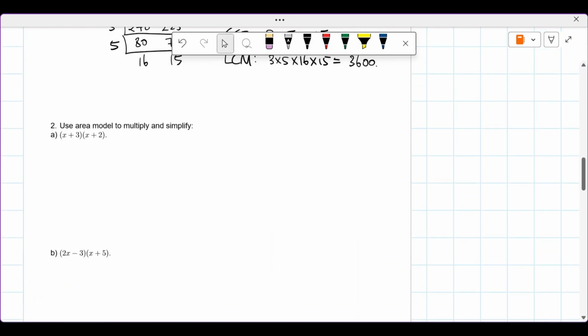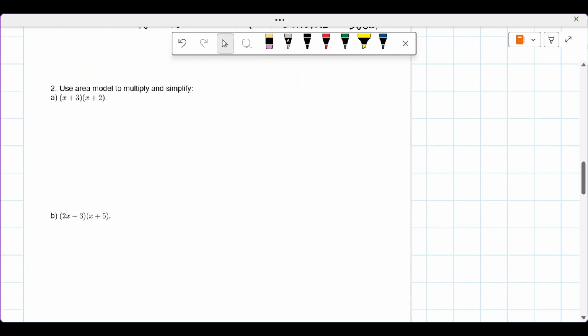Next question. Use area model to multiply and simplify. So area model means that we're going to represent a rectangular model like this. We're going to divide into 4 sections because we have a binomial times a binomial. Of x plus 3, so that means I can represent the first row to be x and the second row to be positive 3. And then the 2 columns are going to be x and positive 2.